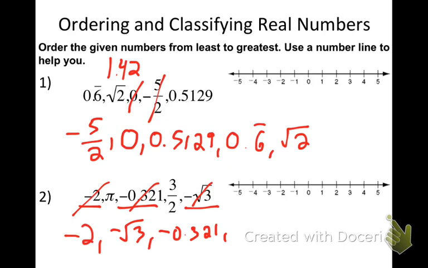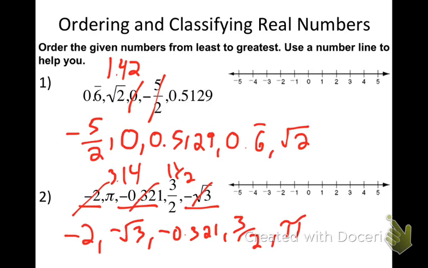Pi is approximately what? 3.14. So I know pi is greater than 3 over 2. What's 3 over 2, Beast? 1.5. That's 1.5. So I have 3.14 and 1.5. What's coming next? 3 over 2. 3 over 2. And then comes pi.